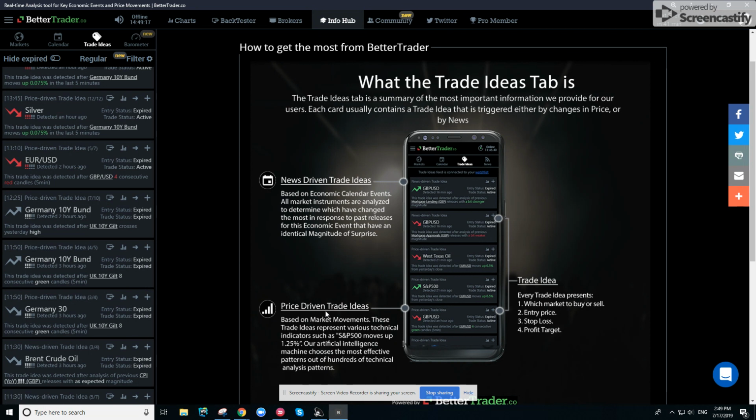You also have your price-driven trade ideas, right? So you have here, like silver. This trade idea was detected after Germany 10-year bond moves up 0.075% in the last 5 minutes. So this idea was driven by the price.